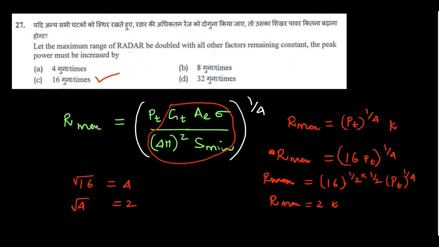This question I have seen many times, in many places. Now, what was the radar range equation? R max equals Pt Gt Ae sigma upon, what was there? 4 pi whole square S min.